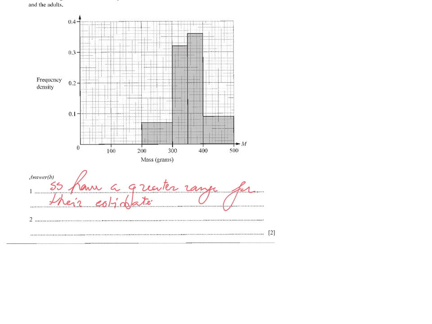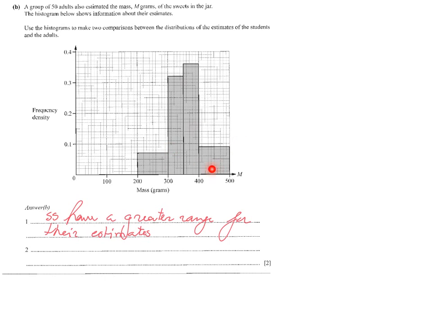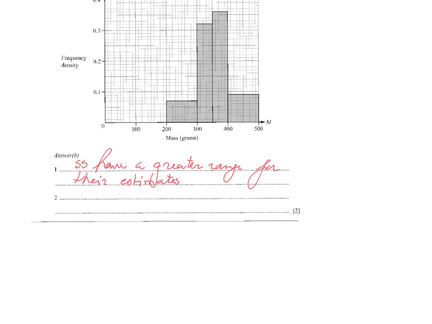And the other thing you perhaps notice is that those adults have quite high estimates. Most of them, or a lot of them, think it's quite a high mass. If you compare that to the students, there are only a few there. So you can say that the adults, let's say overall, or the average of the adults, the adults overall estimate a greater mass, or a higher mass.